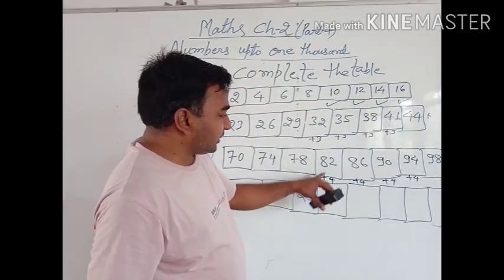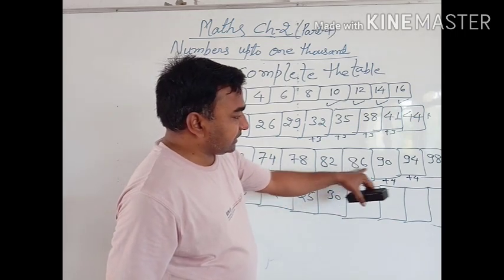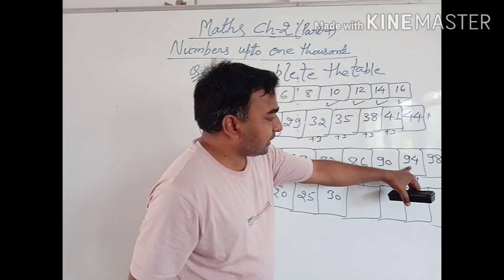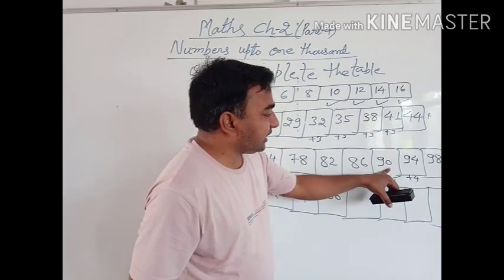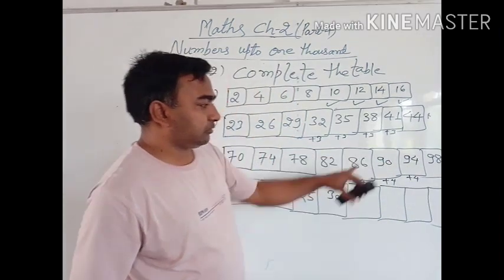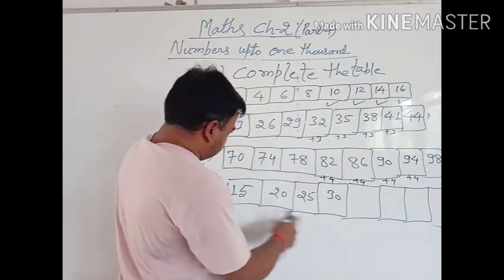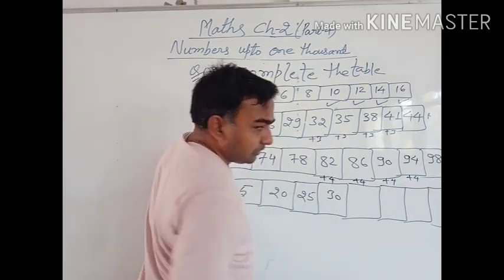What is the answer? 86, 90, 94 and 98. This is our answer. Okay, after this question, the last question: 15, 20, 25 and 30.